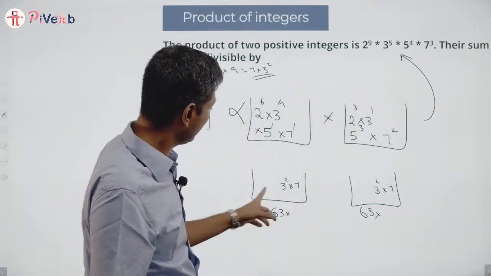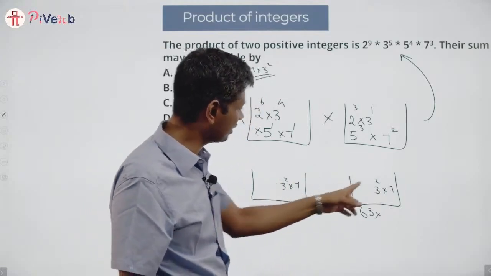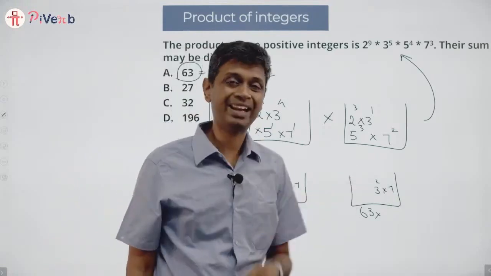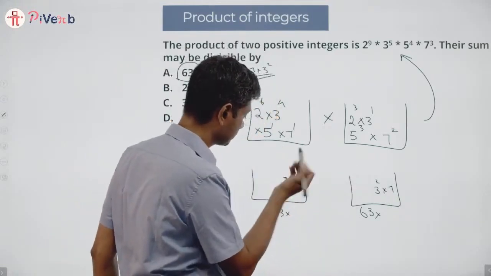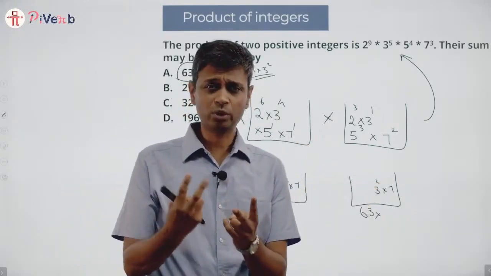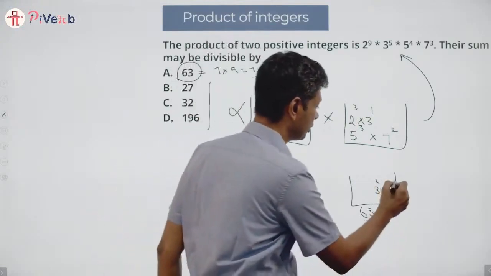What does that mean? 3^2 × 7, 3^2 × 7. There's a 3^2 here, 3^2 here. I have five 3's with me. I put two here, I put two here. I'll have one more with me. Maybe I'll keep it here. 7 and 7: I have two 7's I've accounted for. I have 7^3, so I have one more 7. I'll put that here.